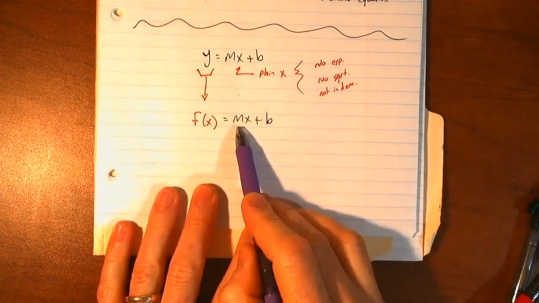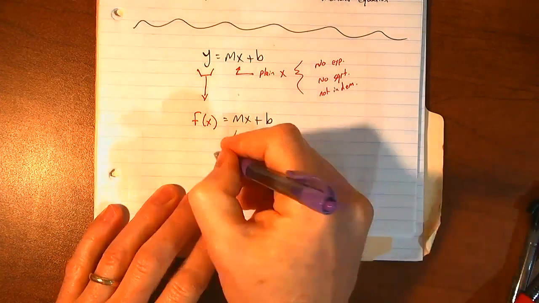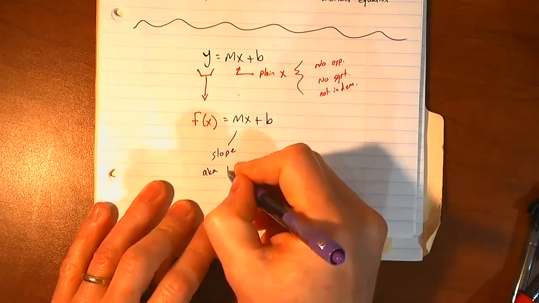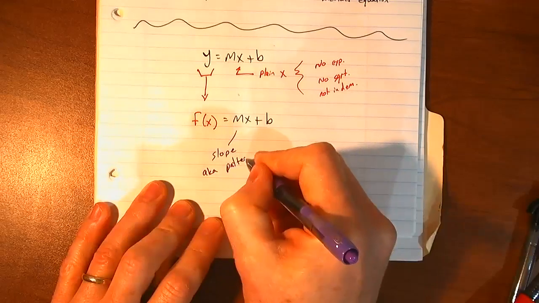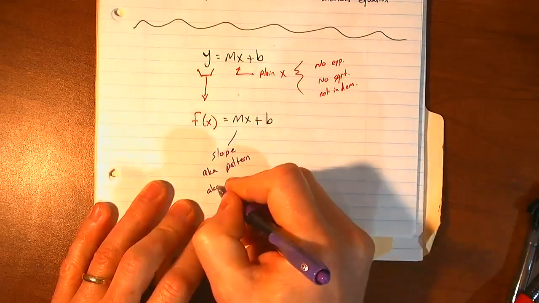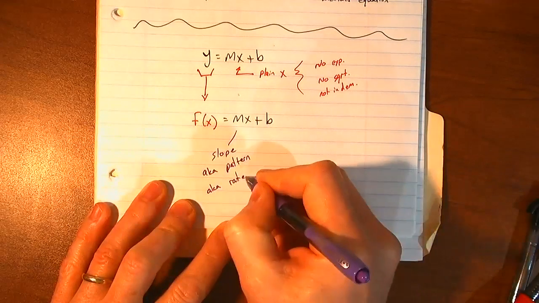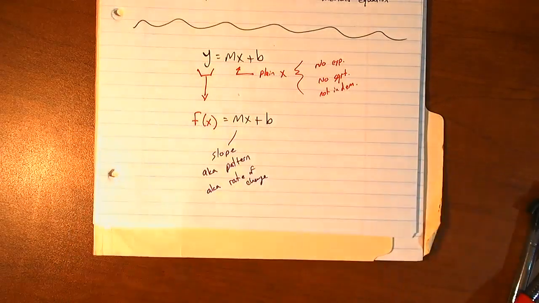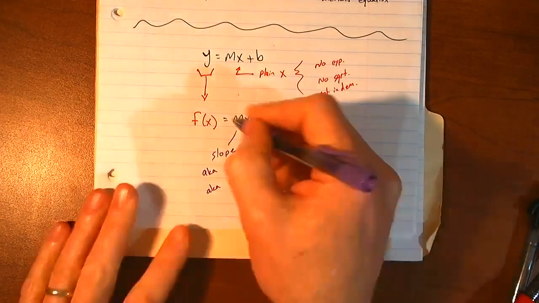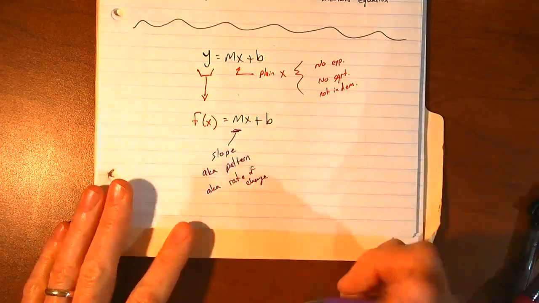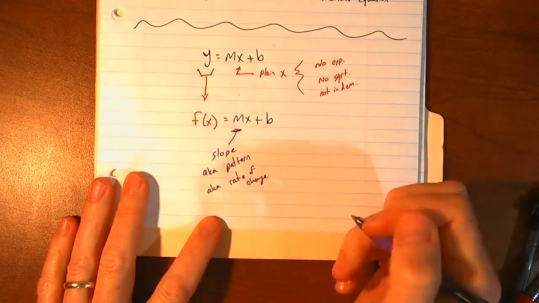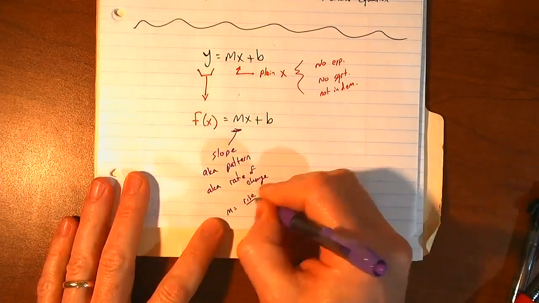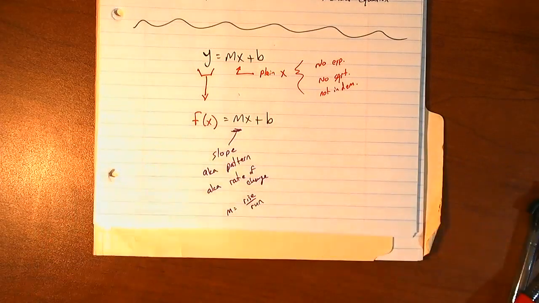M is a slope, and we've talked about that can also be referred to as some sort of pattern in the problem. It can also be referred to as a rate of change. Okay, there's lots of ways that you can use the words or talk about the things called slope. Mathematically, as far as a formula goes, we talk about that the slope is the rise over the run. These are all things that we've discussed before.